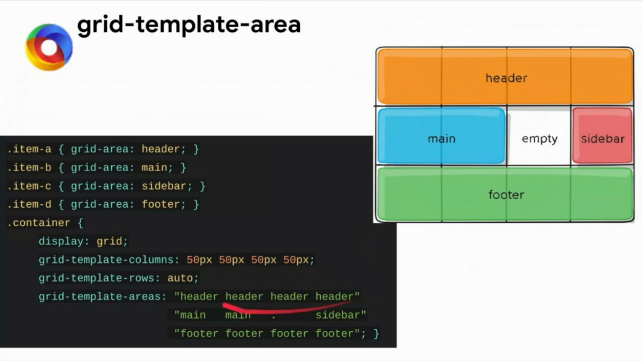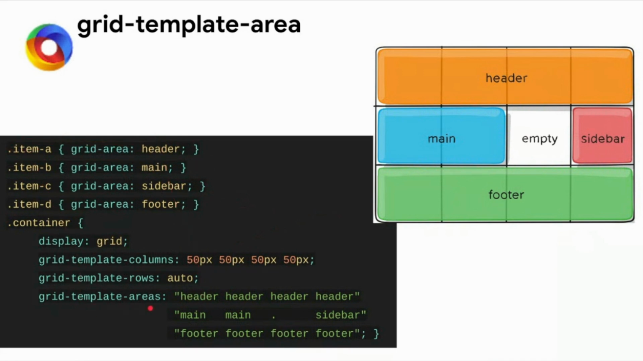So here, let's see how we can do it. We have created 4 items, and we have put one property, grid area. Grid area is nothing but it is telling that wherever the header word is used, it is equivalent to the item name, item A. So if I use header here, this means that the first one is item A.